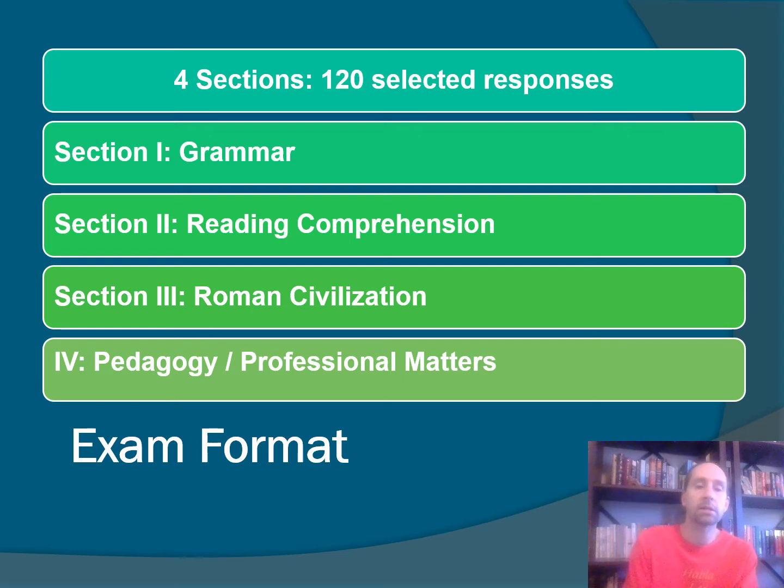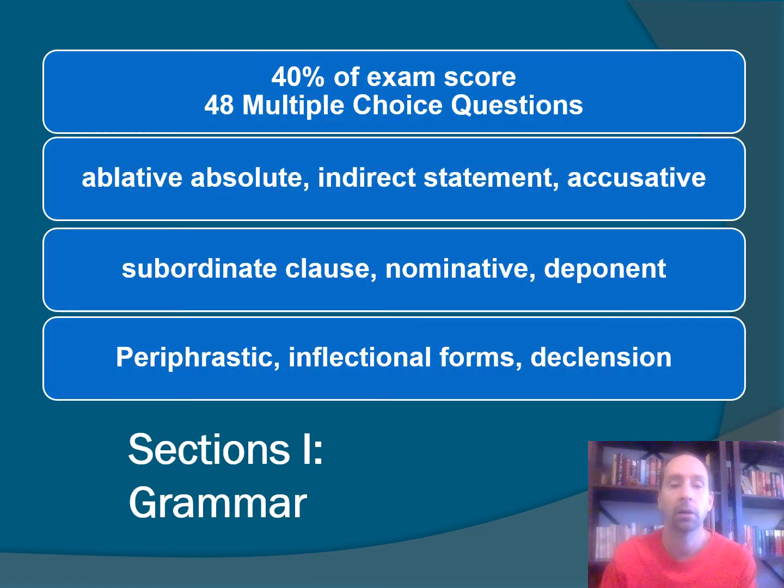So in today's video, we're just going to run through the exam format. There's 4 different sections. There's 120 selected responses, and in the 4 sections, the topics are grammar, reading comprehension, Roman civilization, pedagogy, and professional matters. So in today's video, just use it as a checklist. I'm just going to run through the topics that are going to be covered and see if you're familiar with these items or not.